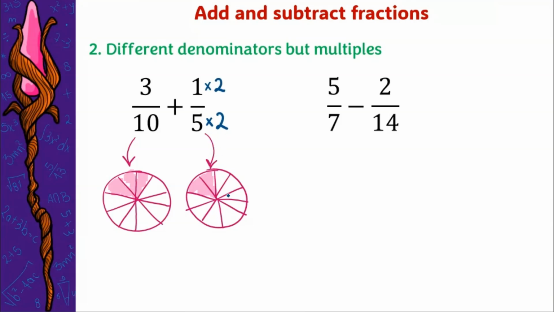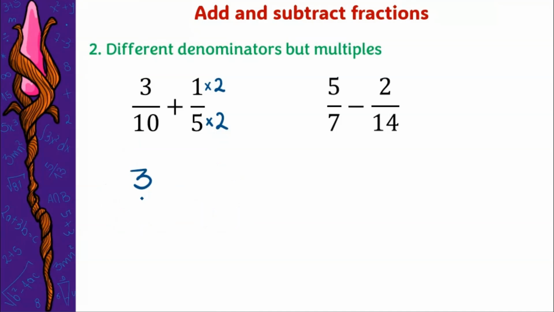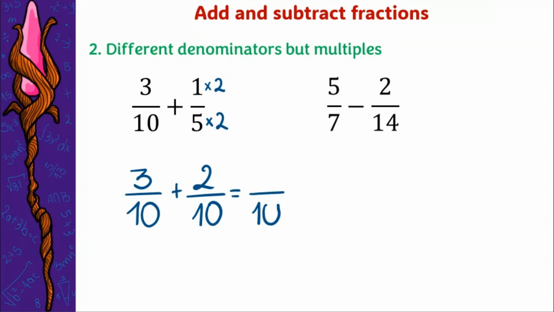So I'm going to get an equivalent fraction, in this case 2/10, that is going to have the same denominator as the other one. So I can write this operation as 3/10 plus 2/10. 1/5 is equivalent to 2/10. Then I can do the addition from here. Same denominator, I just leave it, and 3 plus 2 is 5.